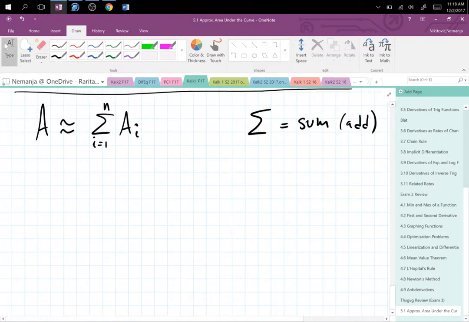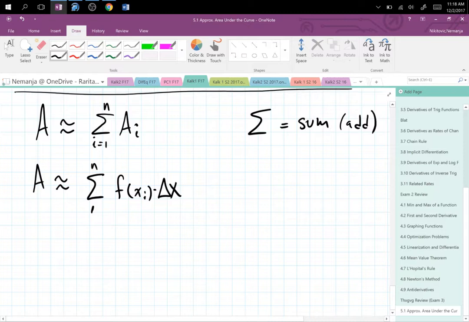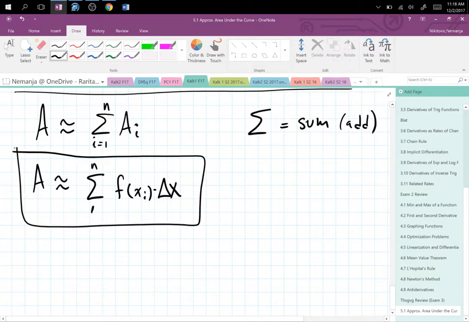So now I know that each area is f computed at all of these intervals times delta x from 1 to n. And that's how we approximate the areas. We approximate the areas by figuring out individual rectangles, right? And then we add them all up.